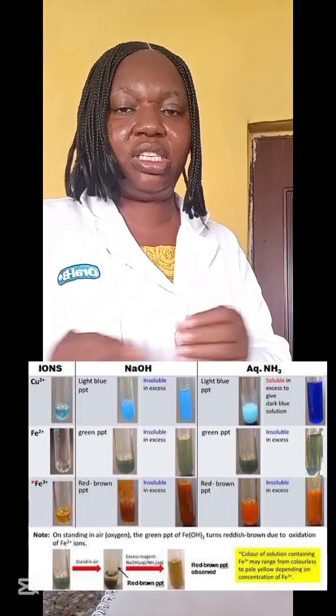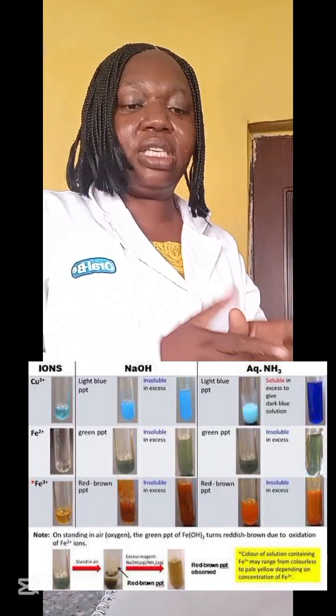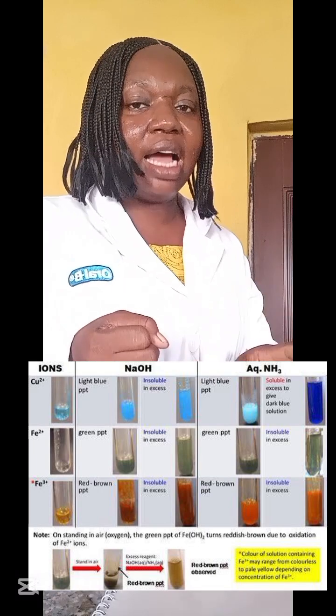Though we have chromium, which gives you a light gelatinous precipitate. And all of them, both in sodium hydroxide and in ammonia, are usually insoluble except for copper. Copper in ammonia will dissolve to give a deep blue solution. But iron 2 and iron 3 give their gelatinous precipitate, and in excess they remain insoluble in both sodium hydroxide and ammonia solution.